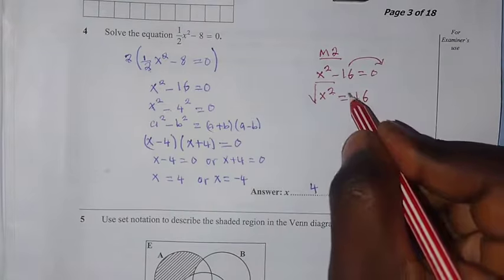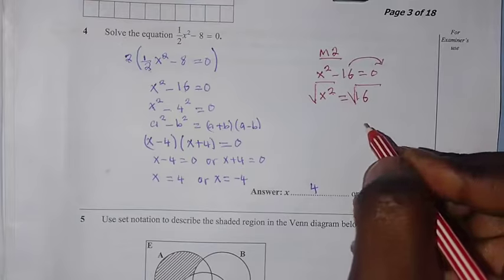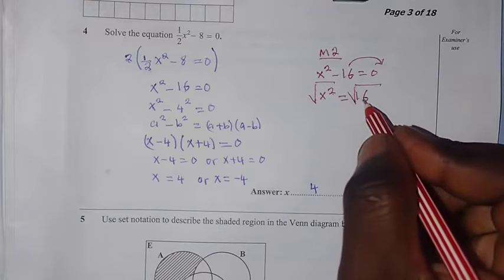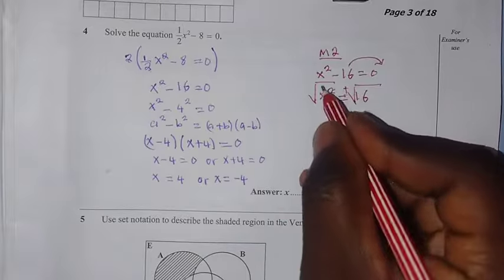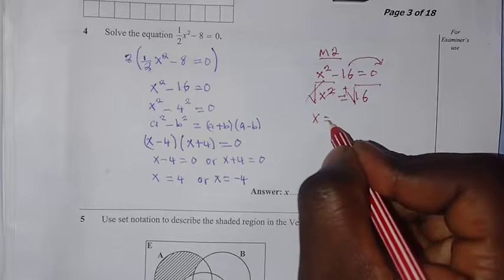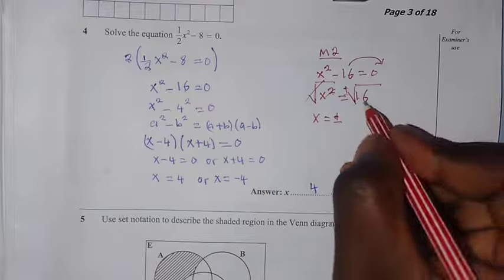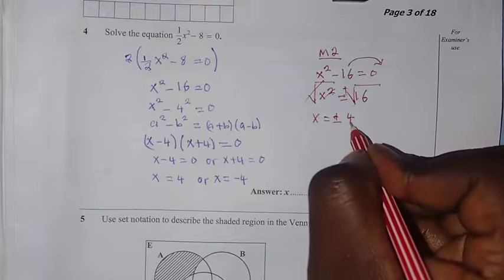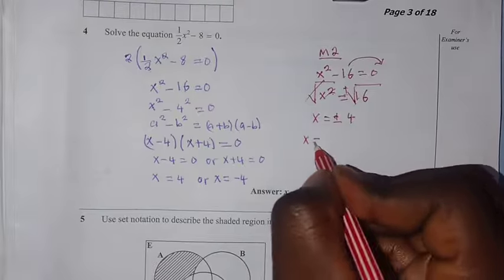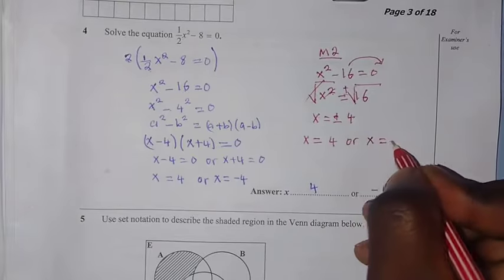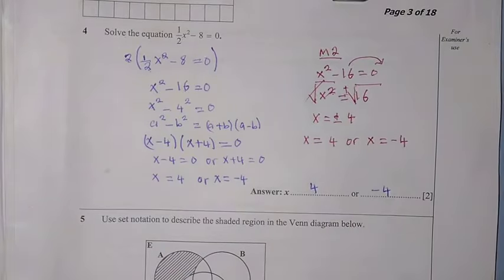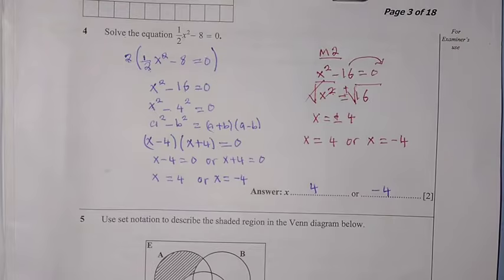So we introduce the square root to both sides of the equation. The moment we introduce a square root to the right hand side, we are going to have plus or minus. So the square root and the square will cancel. We have x is equal to plus or minus the square root of 16, which is 4. So this tells us that x is equal to positive 4, or x is equal to negative 4. So you can use either method. So we have answered question 4.